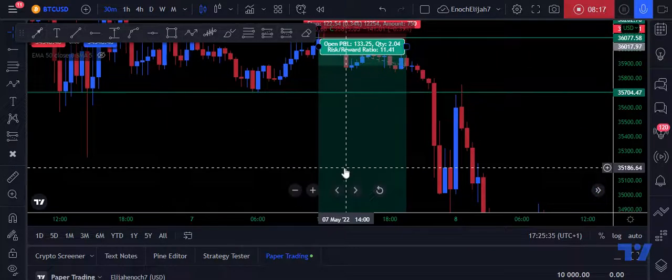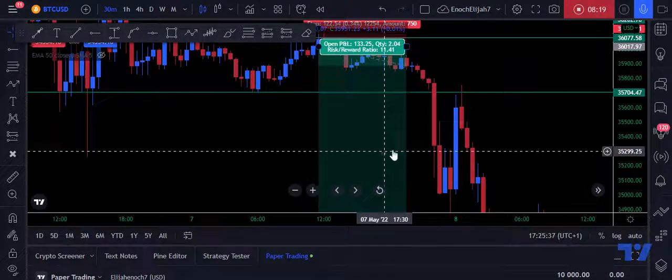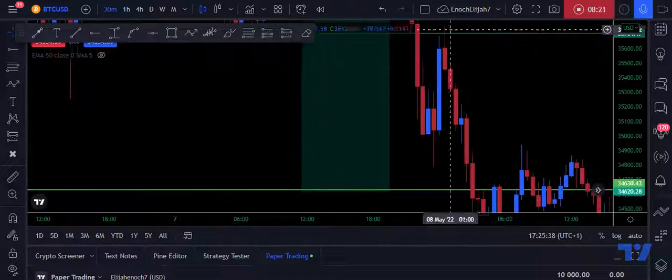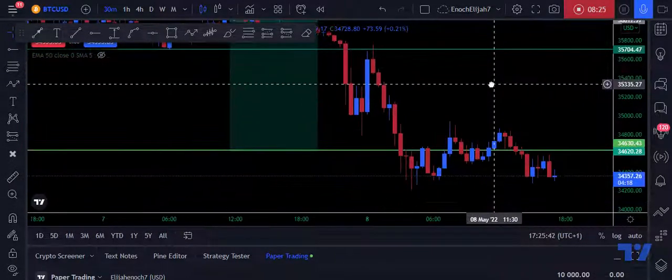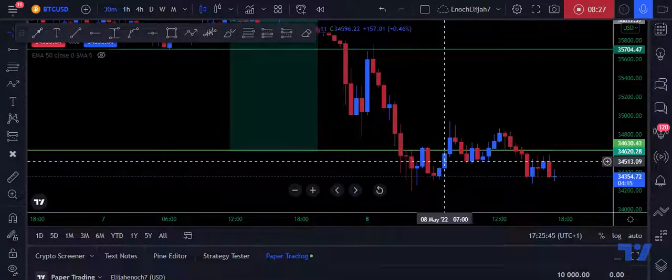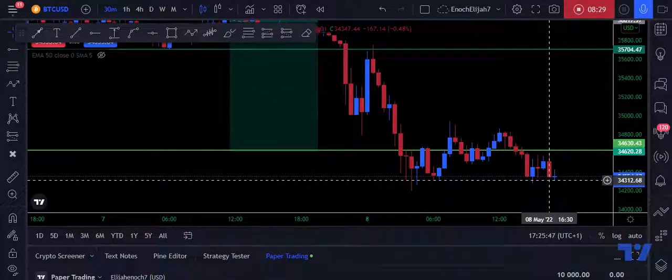Now look at what happened. This is a massive, good reward ratio. There was a massive sell on this asset. A massive sell happened, and that's what I'm talking about.